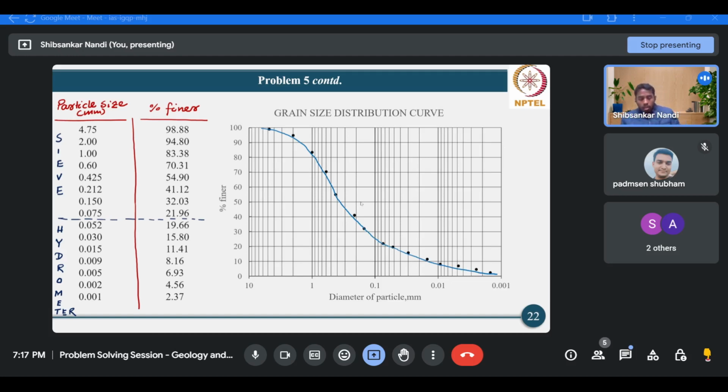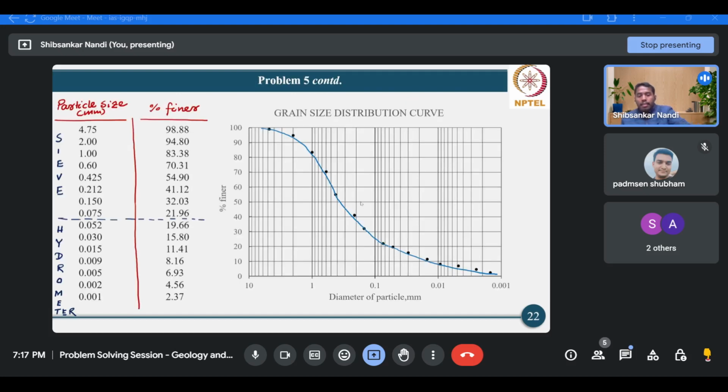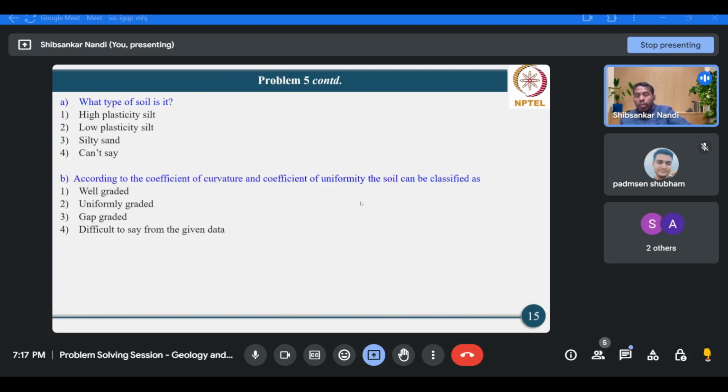Now this is for today's session. By using this plot, in the next week we will answer these two questions which we have framed for this specific problem: what type of soil is it, and what is the gradation, meaning according to the coefficient of curvature and coefficient of uniformity, what is the soil classification: well graded, uniformly graded, or gap graded. I don't know whether you are familiar with these terms. You must be accustomed to this terminology by the end of this week.